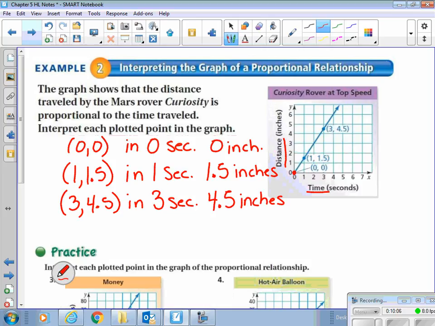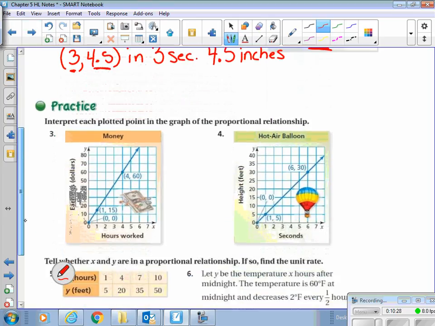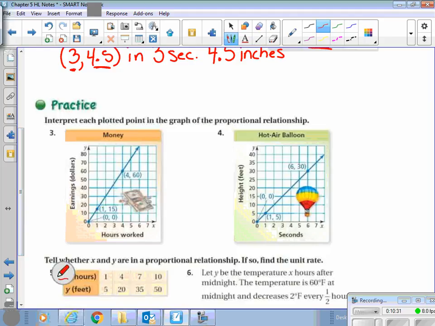Alright, so you look at what they have on your x-axis and what they have on your y-axis. We're looking at these labels here. Distance and time. So how much time did they travel and how far did they go? Alright, we started with the x in the ordered pair, which represents seconds, followed by y, which represents your distance in inches. So looking at the practice problems, numbers 3 and number 4 are the ones we're going to look at now. Interpret each plot in these proportional relationships.